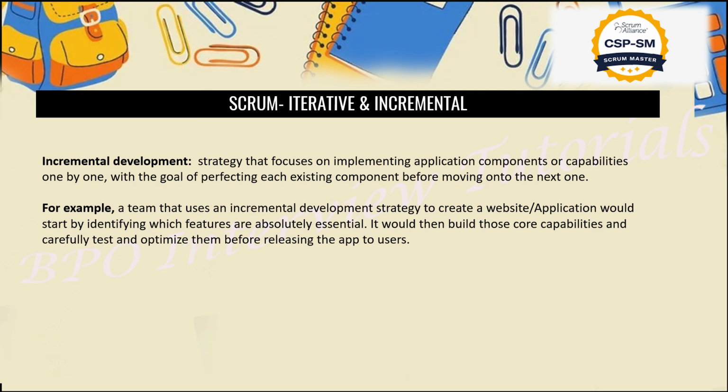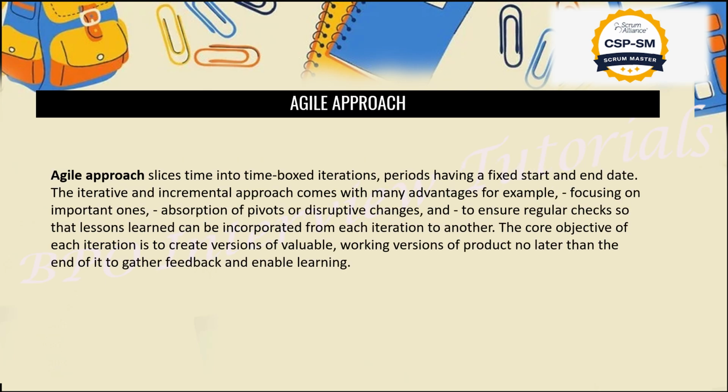So you can see an example. A team that uses the incremental development strategy to create a website application would start by identifying which features are absolutely essential. They will focus on the essential part required for the project, and they will start creating a sprint about it. Then they would build on those core capabilities and carefully test and optimize them before releasing the app to the user. So they will test everything, then they will move to the app and they'll move to the user. Let's see the agile approach here.